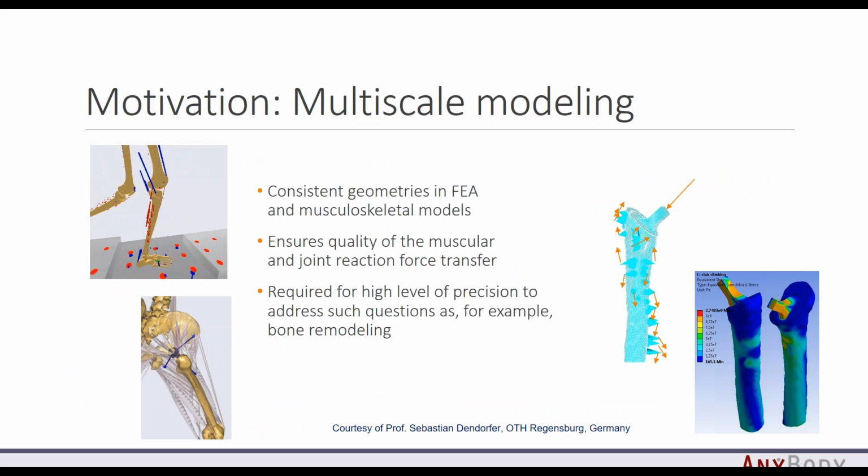For example, the AnyBody Modeling System can be used as one of the components for multi-scale modeling. Multi-scale modeling requires consistent geometries in musculoskeletal and finite element models to ensure correct muscular and joint reaction load onto the FEA model. And such consistency is very important, especially for load-sensitive tasks such as bone remodeling, for example.